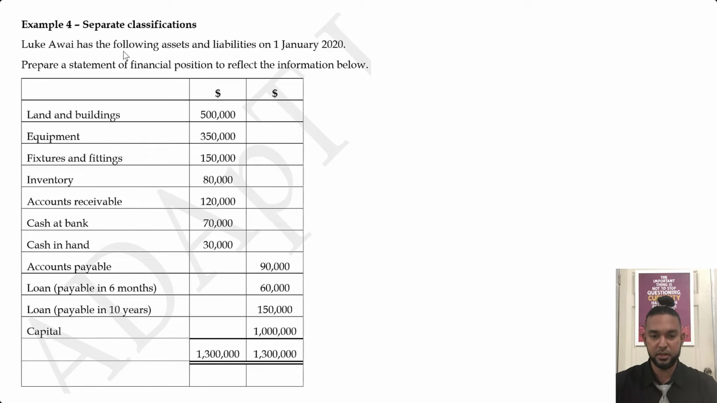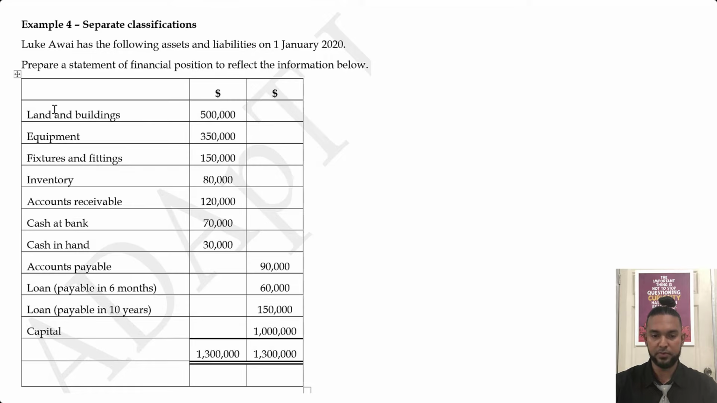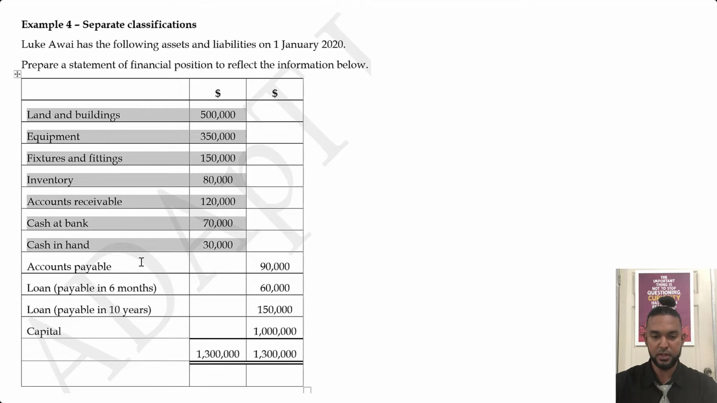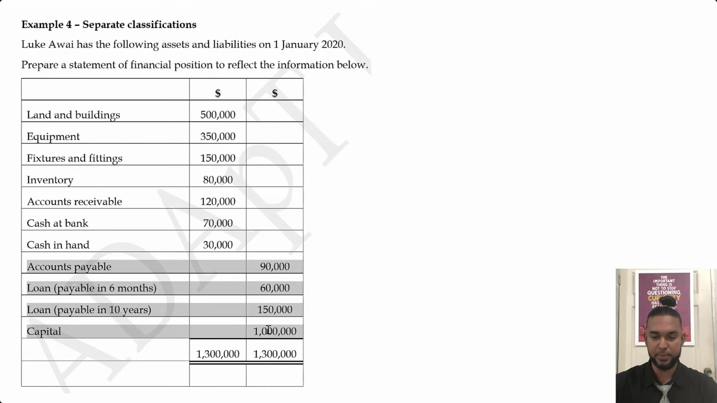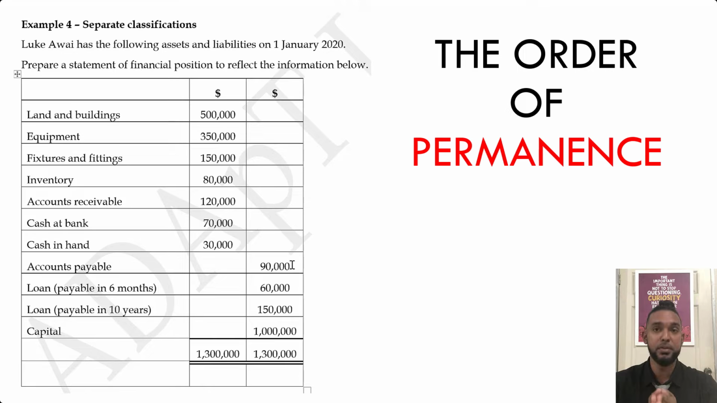Okay, so we're going to take a look here at the balance sheet for Luca Y, and we have a trial balance here, right? Now we have our assets listed first, and then we have our liabilities and capital here, okay? So the order in which I'm going to list these things is called the order of permanence, and it's one of the 2 orders that you're required to know for CSEC POA.